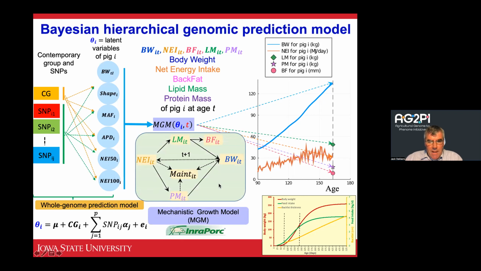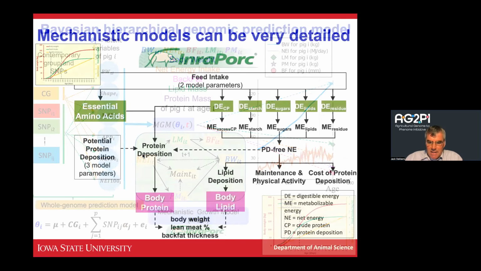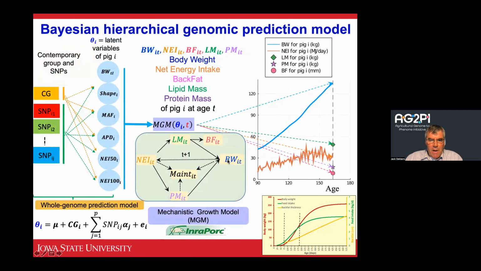So the mechanistic model is now a little bit more complex. We have body weight that drives net energy intake, although there are some other parameters there also, but primarily net energy intake is driven by body weight. And then we have the energy sinks, which are protein deposition, maintenance, and lipid deposition. And lipid deposition can then be translated to back fat. And so this is our mechanistic model and the nonlinear equations behind that.